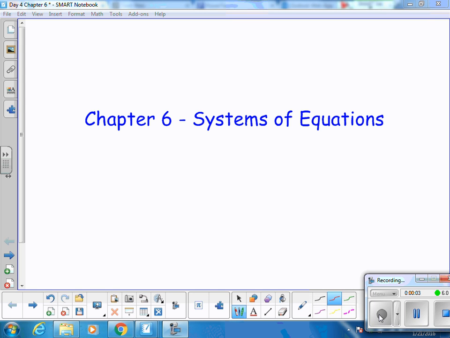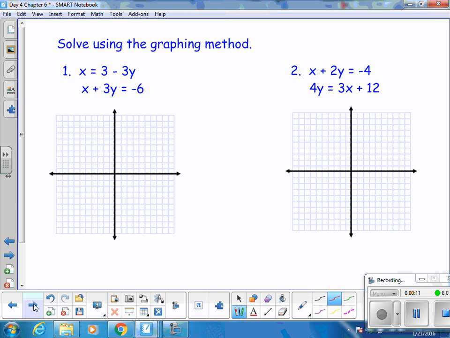Well, we're going to do our review over Chapter 6, Systems of Equations. Now that we've been graphing linear relationships, we can graph two of them and see where they meet, where possibly they intersect, or possibly they're parallel, or possibly they're collinear, landing on top of each other. Let's take a look at this first one.